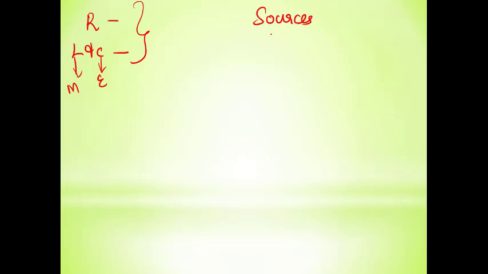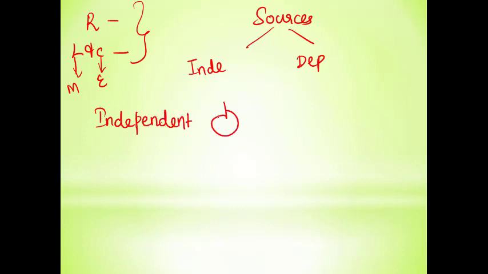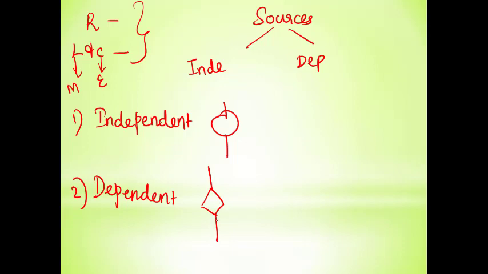Sources are again classified into two different types. One is independent source and another one is dependent source. Independent source will be represented by a circular symbol. And number two, dependent source will be represented by a diamond symbol. And again, these independent and dependent sources are classified into voltage source and current source.